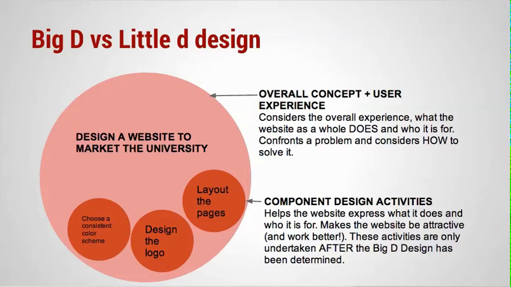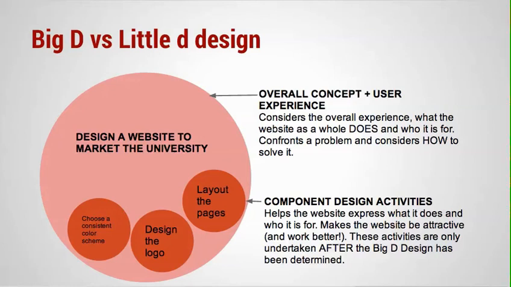In little d design, we have the little red circles. These are component design activities. So these are the activities you undertake that eventually lead up to the whole. You come up with a plan for the entire system and then you have to make its parts. Little d is the parts. So the little d design activities, like laying out the web pages or designing a logo or choosing a consistent color scheme, they're going to help the website express what it does and who it's for.